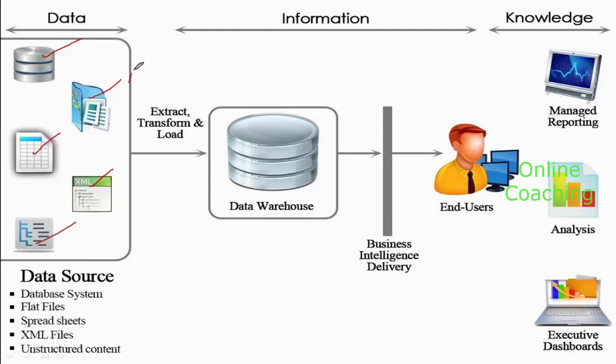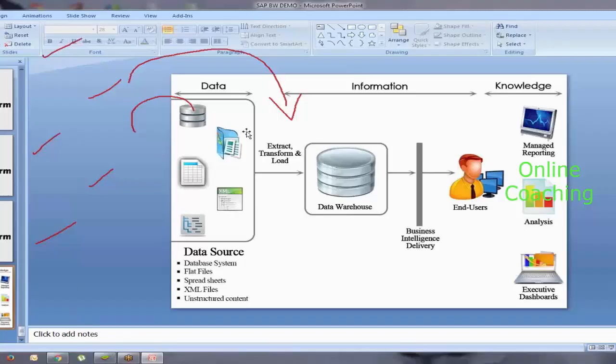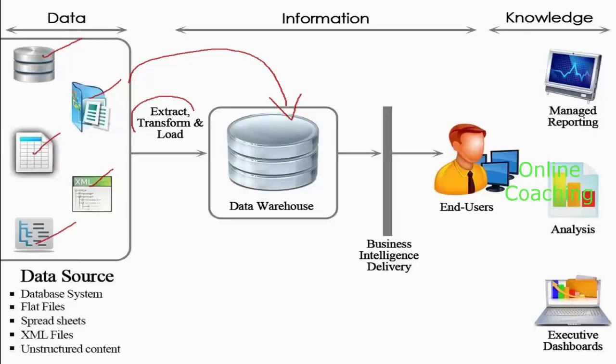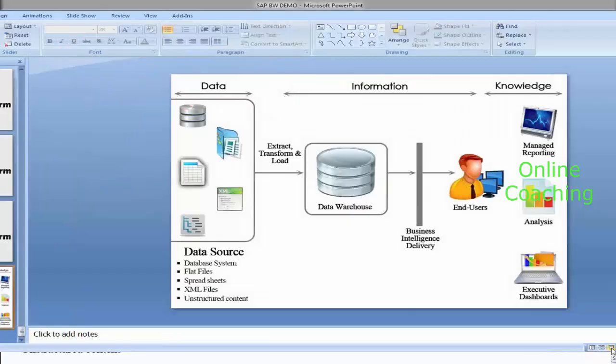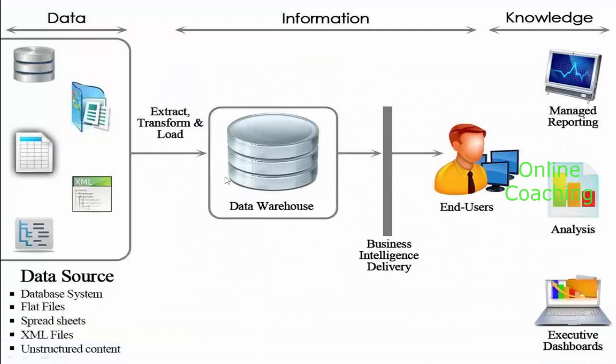Then what happens? We load this data into the data warehousing tool, that is called BW. How? Extraction, transformation, and loading. We call it ETL. What does ETL stand for? Extraction, transformation, and load. Then what happens? Once I load this into my data warehousing tool, I'm going to use business intelligence to apply some business logic to this data to provide better reports to my end users.